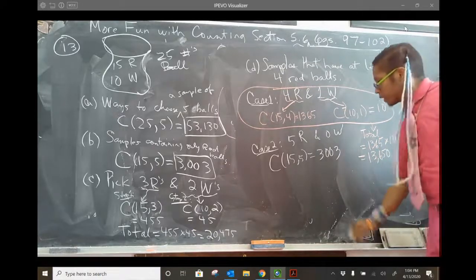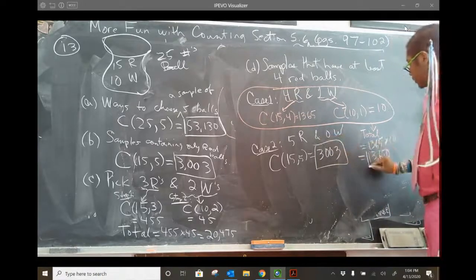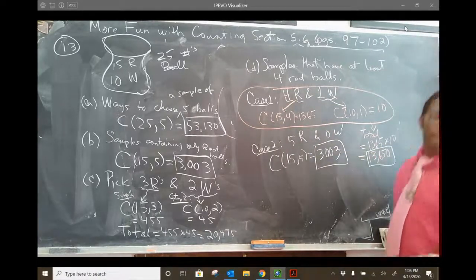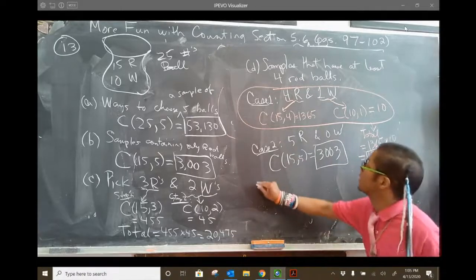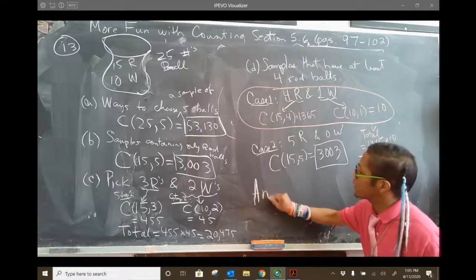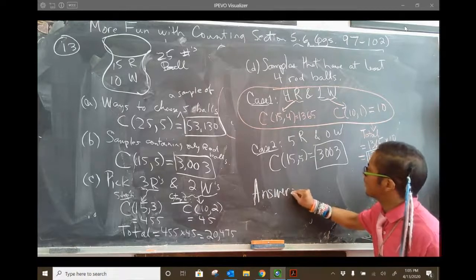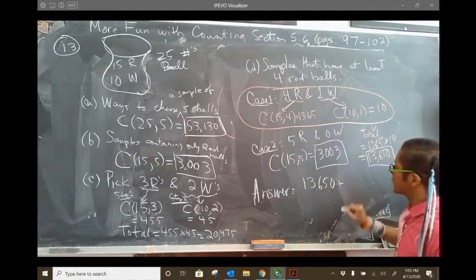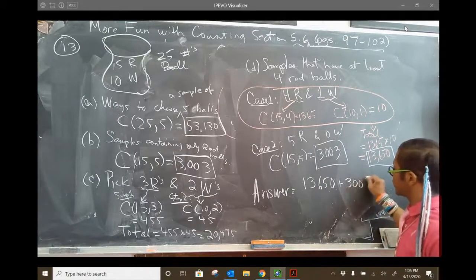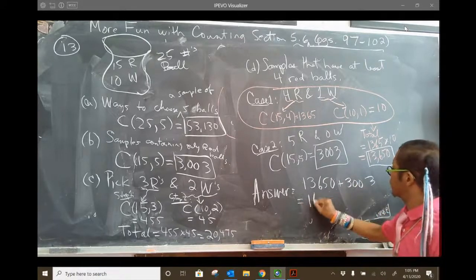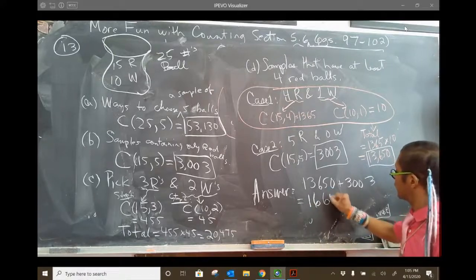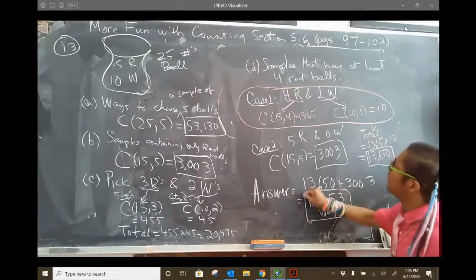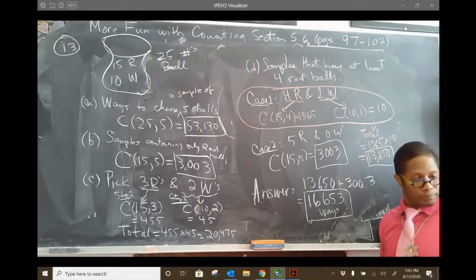So I have 2 numbers. I have this number and I have this number. Because they're cases, I don't multiply them. I must add them. So the answer is the case 1 total, which is 13,650, plus the case 2, 3,003, for a grand total of 16,653 ways to put your hand in an urn and pick at least 4 red balls.